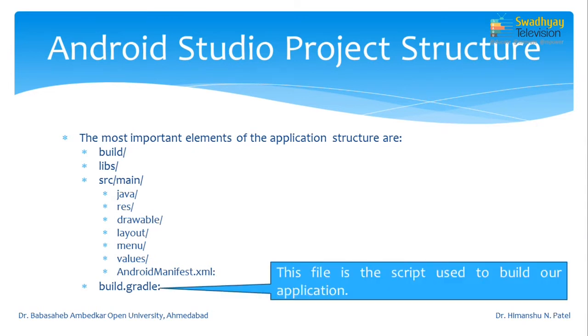And last is the build.gradle file. This file is the script used to build our application. Whenever you build your application, it is executed according to these file settings, and it is automatically generated by Android. So, now I hope you have an idea about the project structure which we create in Android Studio. You must understand what content is stored in all these folders, because Android organizes the content into the different folders that we have discussed so far.